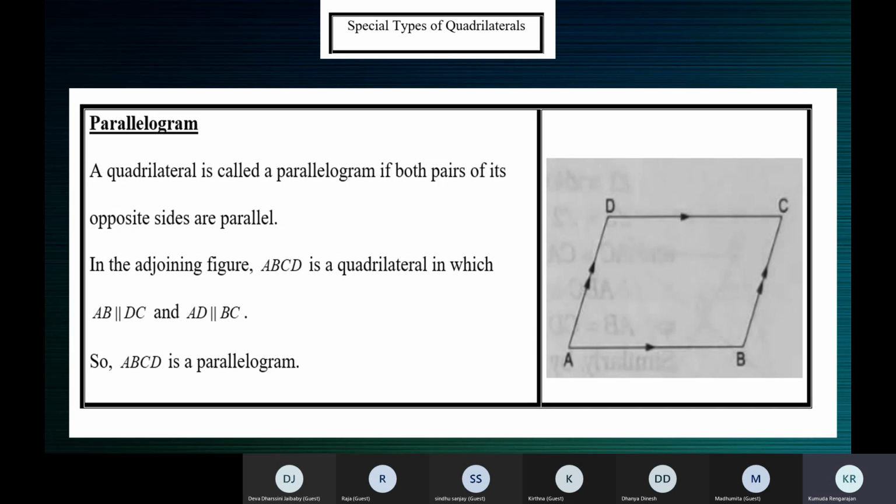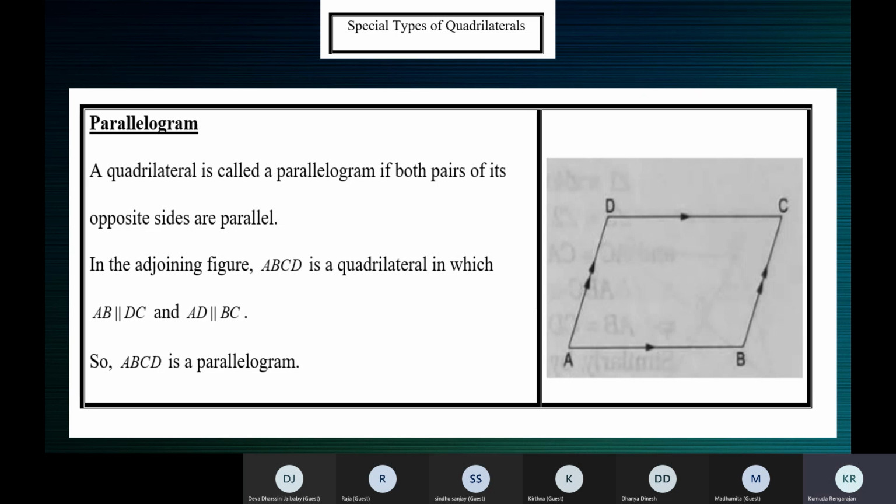So a quadrilateral is a parallelogram if both pairs of its opposite sides are parallel. Properties of a parallelogram: opposite sides are equal. Both the pairs of opposite sides are equal. Correct? Opposite sides are parallel, that's why it's a parallelogram. In a parallelogram, opposite sides are equal. Then both the pairs of opposite angles.